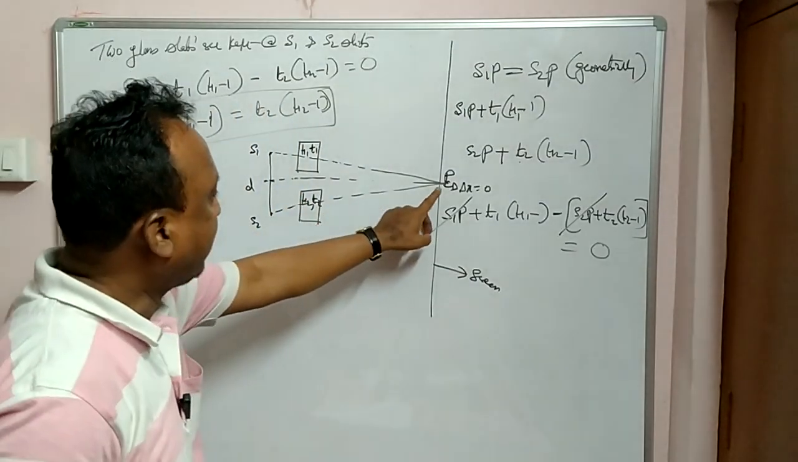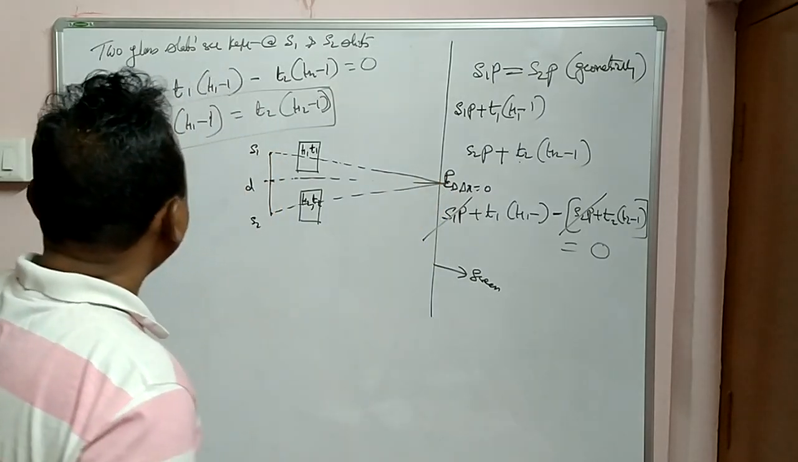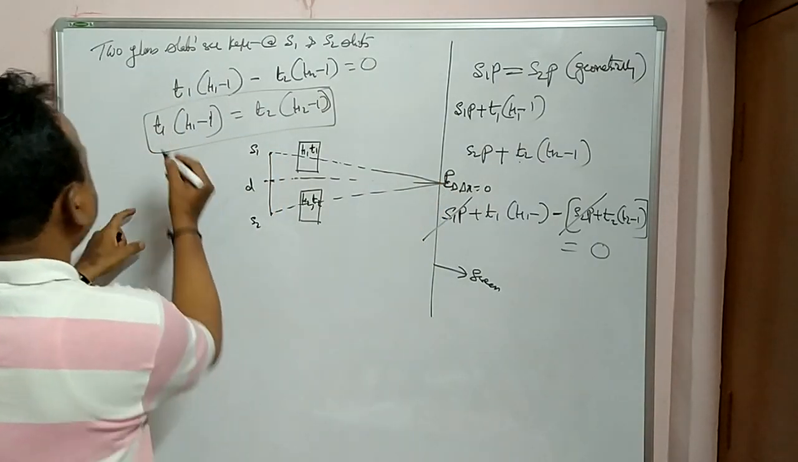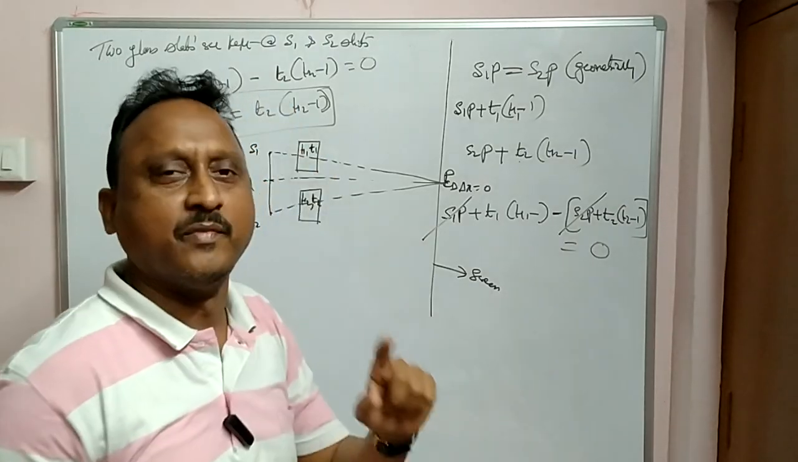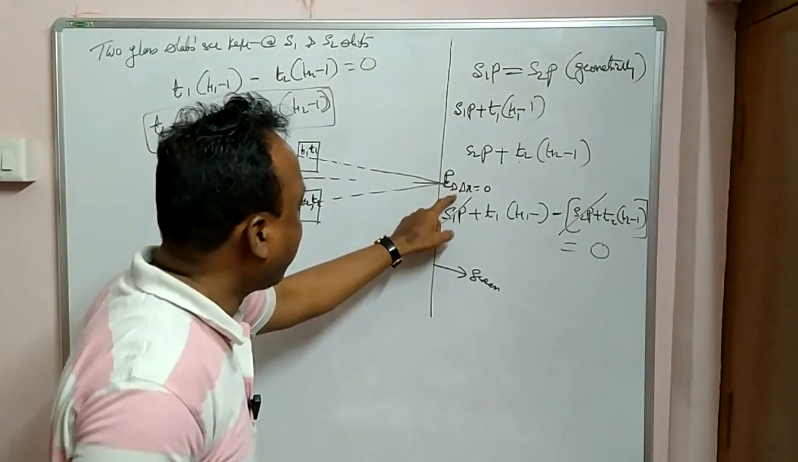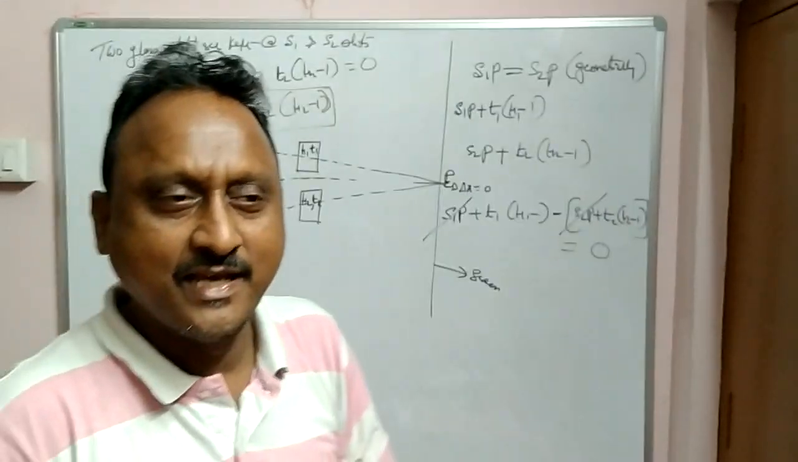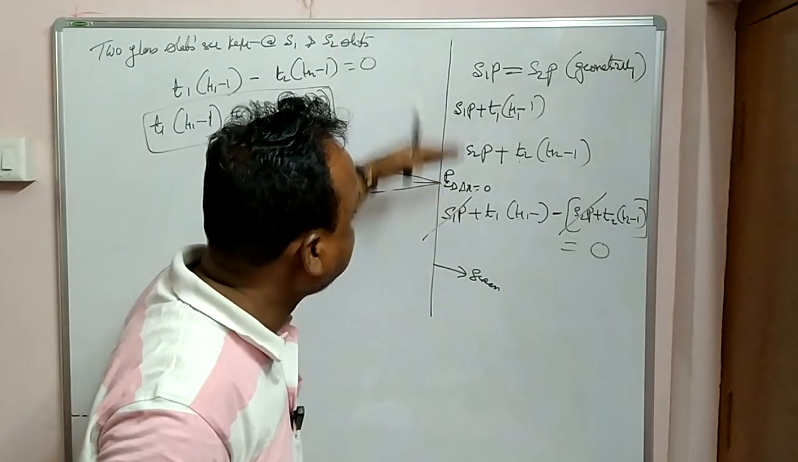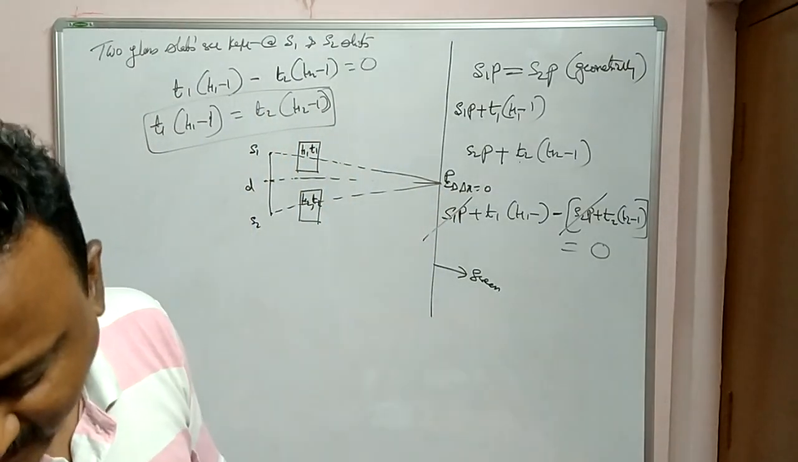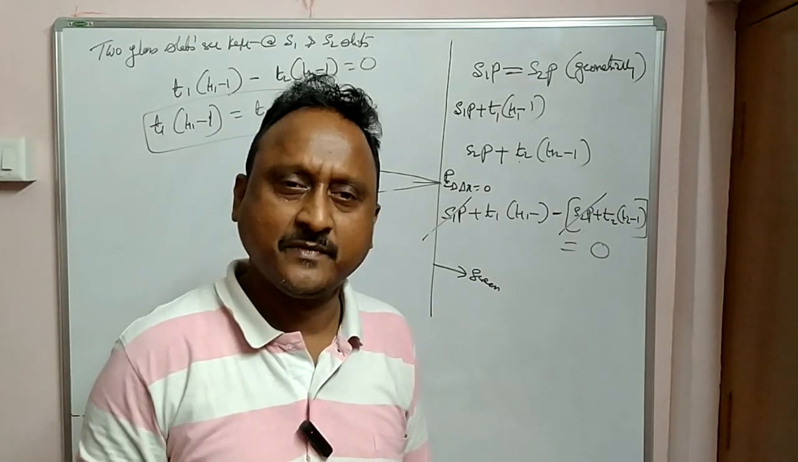To get the central band again here, what should happen? T1 into mu1 minus 1 should be equal to T2 into mu2 minus 1. Then only here delta x will be 0. Okay? In such cases only delta x, central band, will be formed here. It won't form that side or this side. Clear? So this is how you have to understand the subject.